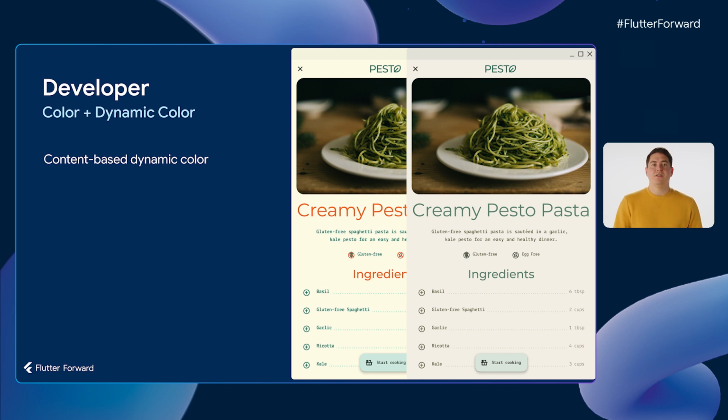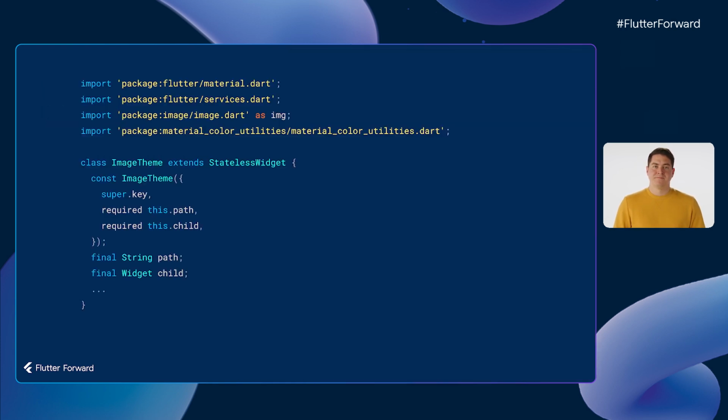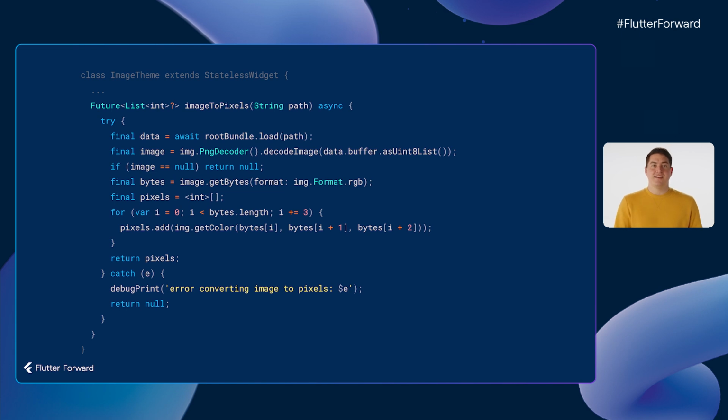In Pesto, we can use the image on the detail screen to create a content-based theme that matches the top-level theme. To do this, we can create an image theme class, and import Material Color Utilities and the image package. Next, we create a method to take the image defined at the path, get the bytes, and convert them to an RGB pixel array with the image package. We can then implement some basic error handling.